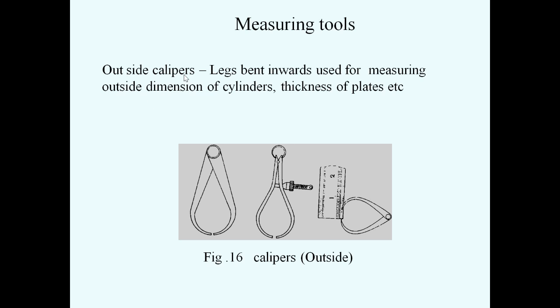In outside calipers, the legs bend inward. We can see here this is one leg and this is the second leg. These legs are bent inward for measuring outside dimensions of cylinders. By bending the legs of the caliper inward, we can measure the outside dimensions of cylinders or the thickness of plates, etc.